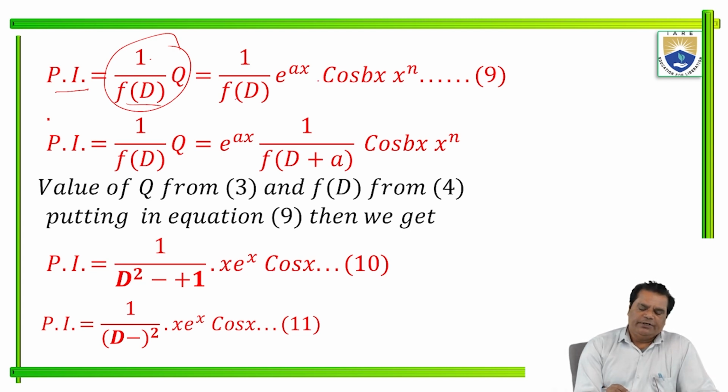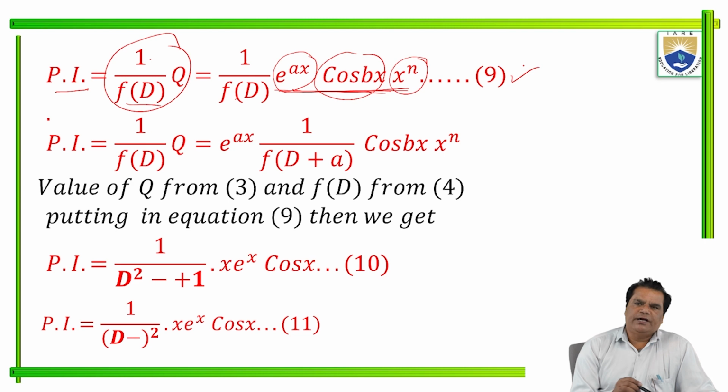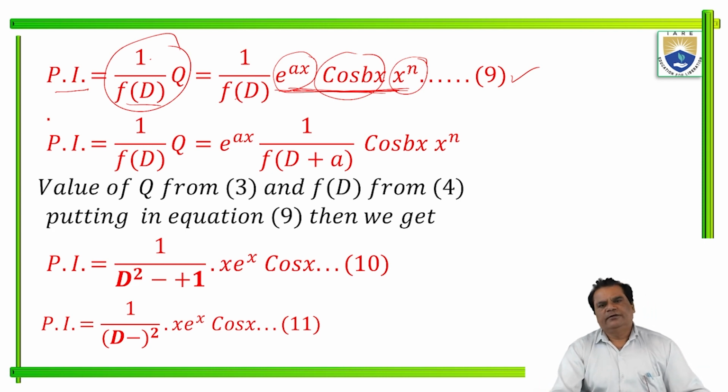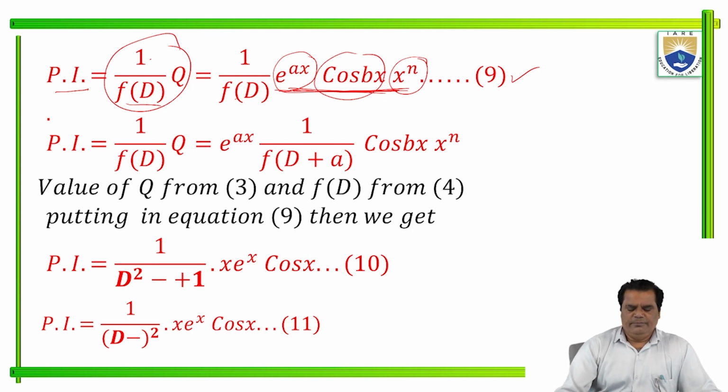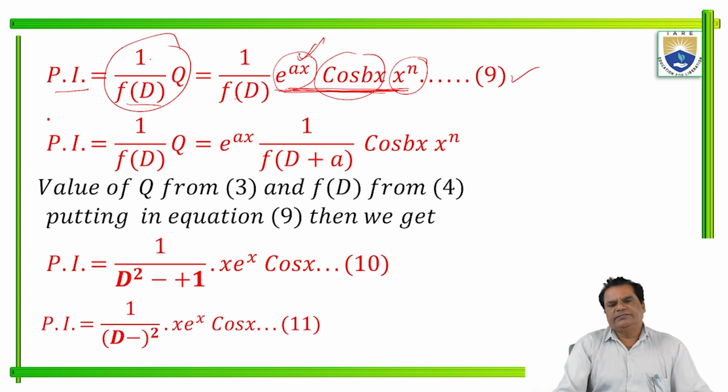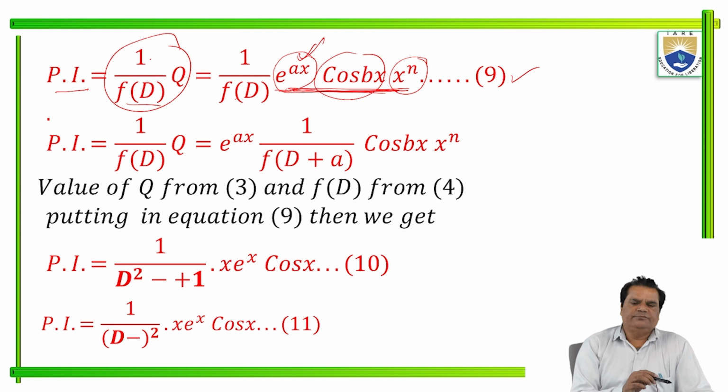Now here 1 upon f(D). The type of the function Q may be an exponential function, trigonometrical function and algebraic function. This is the general function I am writing here, equation 9. I am not writing our question here; this value of Q is general. I am discussing what we will do to solve this equation. Here 1 upon f(D) into Q, first we take the exponential function. In every question when an exponential is given, the exponential is taken to the left side. This is the rule. So the exponential e to the power ax is taken to the left side of PI as a multiplier, outside of the particular integral.